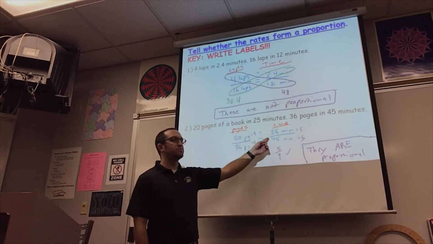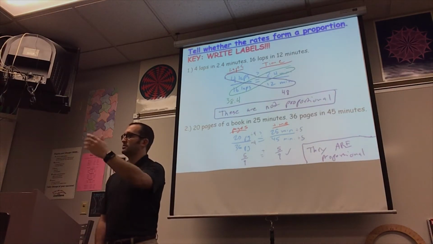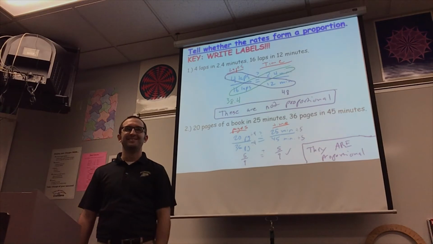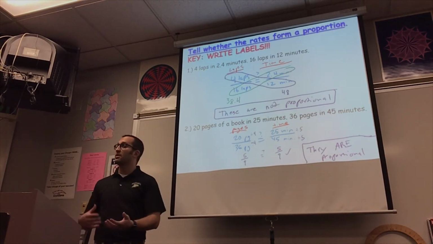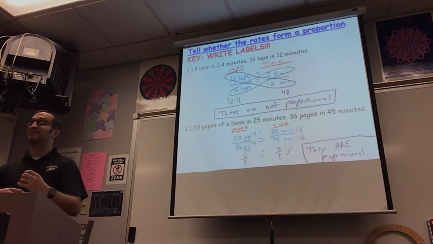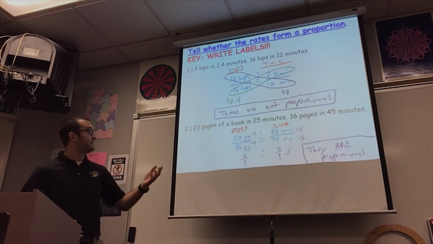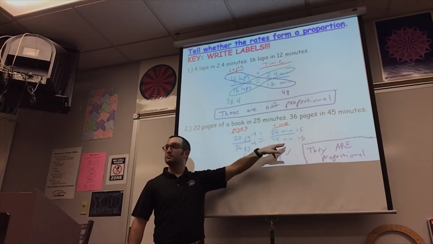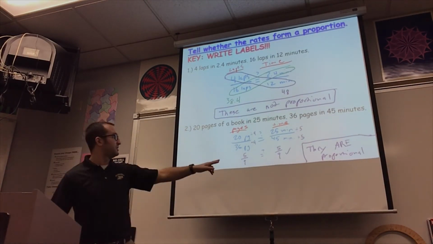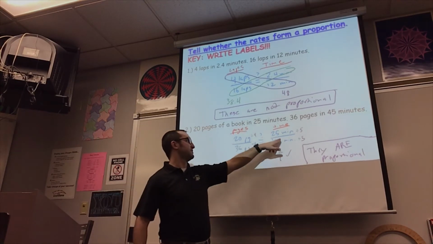Why would I not use cross products here? Because the numbers are so big. Yeah, they're big. Don't do that. Try to find ways that will make your life easier. Remember, I gave you 3 different ways to do it, so try to look for the one that's going to save you the most time. In this case, these fractions are easily simplified. I say easily because they're multiples of 4 and multiples of 5.